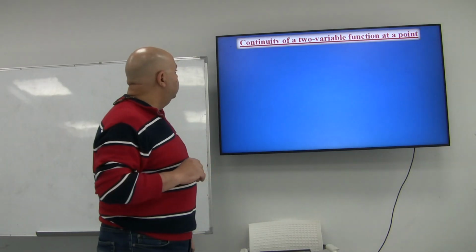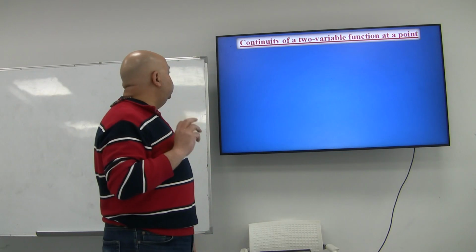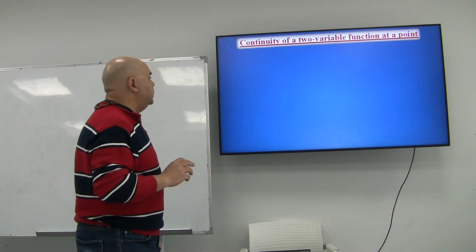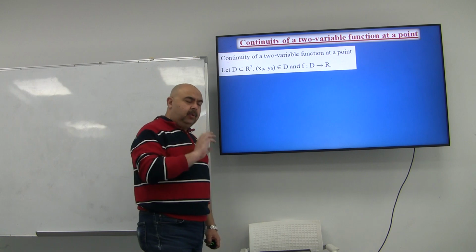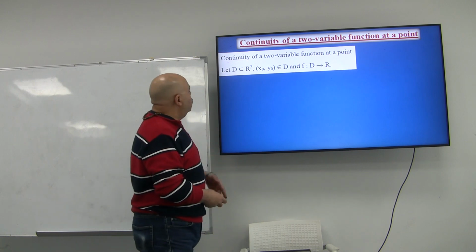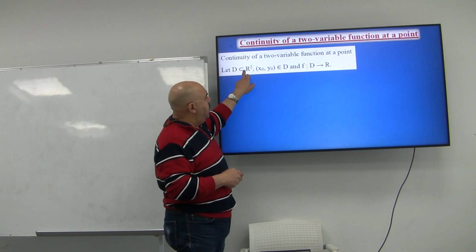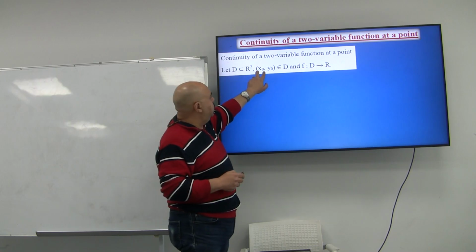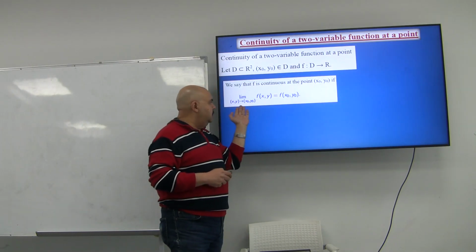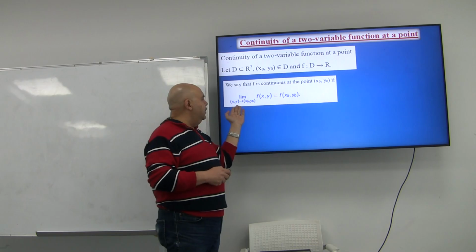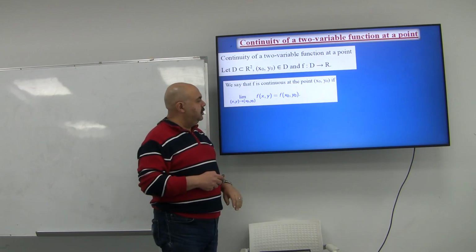If we want to discuss the topic of continuity for two variable functions at a certain point, this is going to be exactly similar to what we did. First of all, continuity of a two variable function at a point. Let D belong to R squared, (x node, y node) is the point that we are targeting, and f from D to R. If the limit equals the value of the function at this point, then the function is continuous.